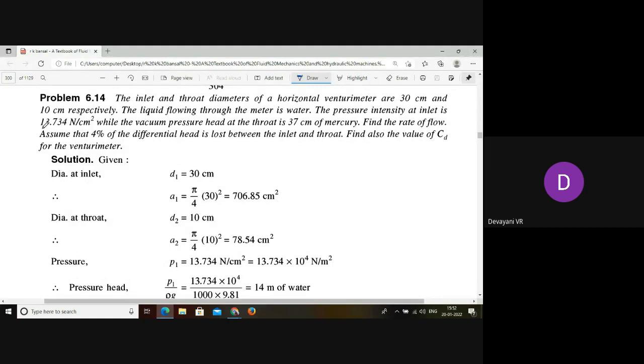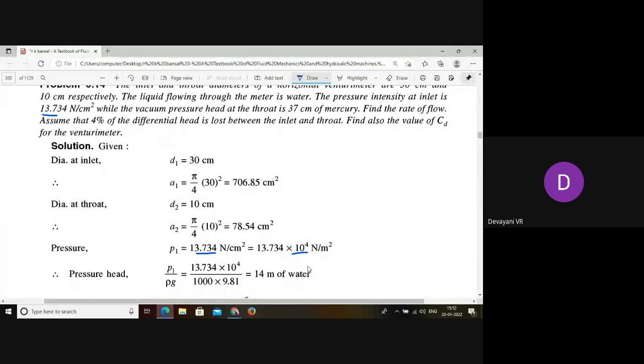The pressure intensity at the inlet P1 is given as 13.734 Newton per centimeter square. So to convert the value into meter square, we should multiply with 10 power 4, isn't it? So already you know how to multiply this one, how to get this value, isn't it? So that is the value for P1.